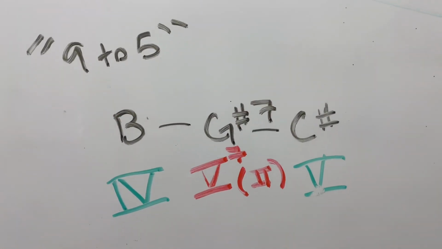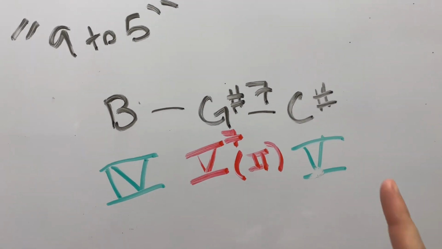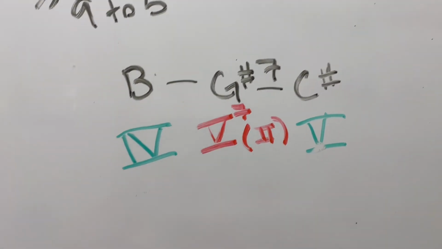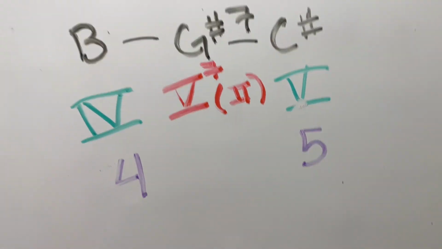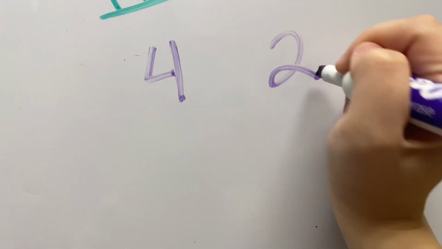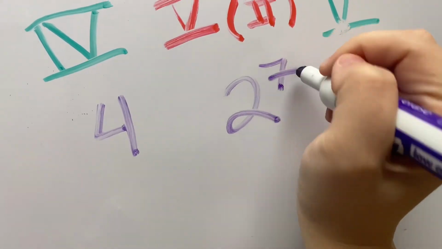So then how do you write this in Nashville numbers? Nashville numbers are less concerned about where it's coming from than just calling it what it is. So again, you'd have a 4 and a 5 here. But what is this? Well, it would be a major 2, dominant 7.